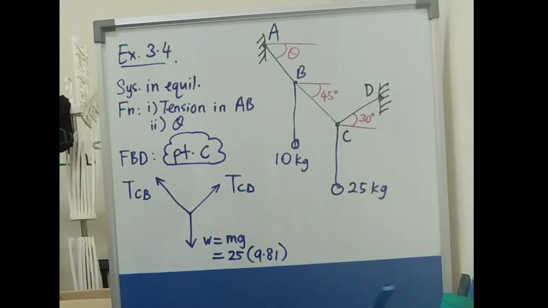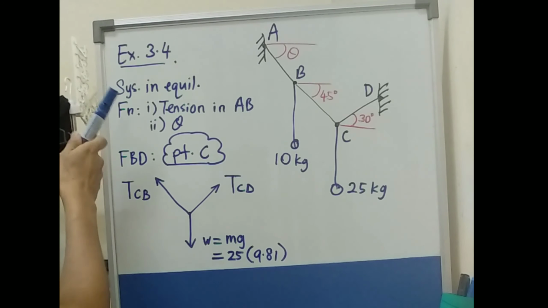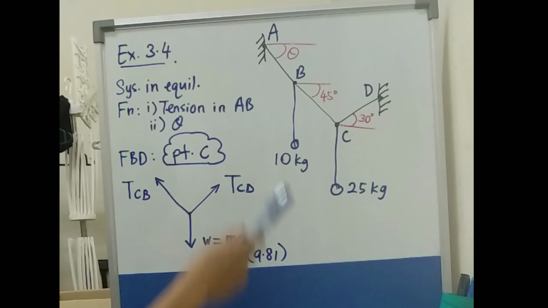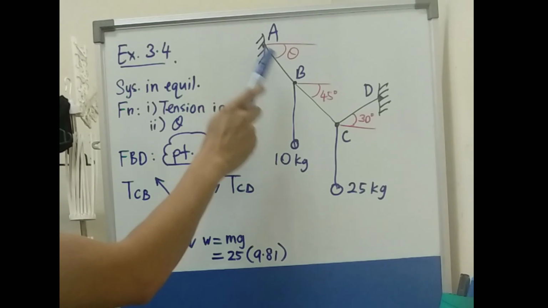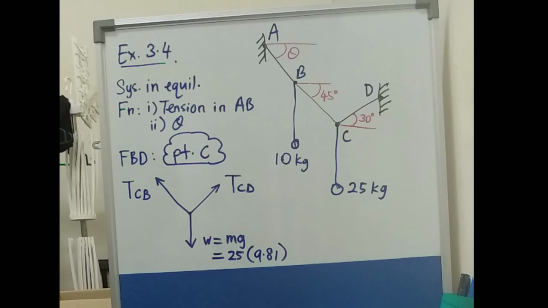So the system is in equilibrium, and you are asked to find the tension in cable AB, and you have to find theta. What is the theta value? The angle of cable AB from the horizontal axis.